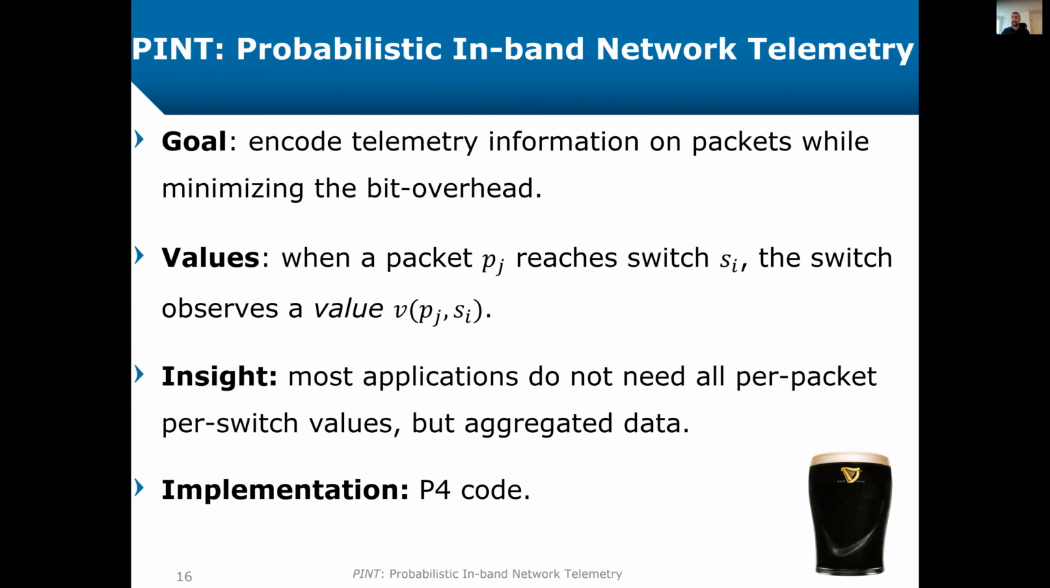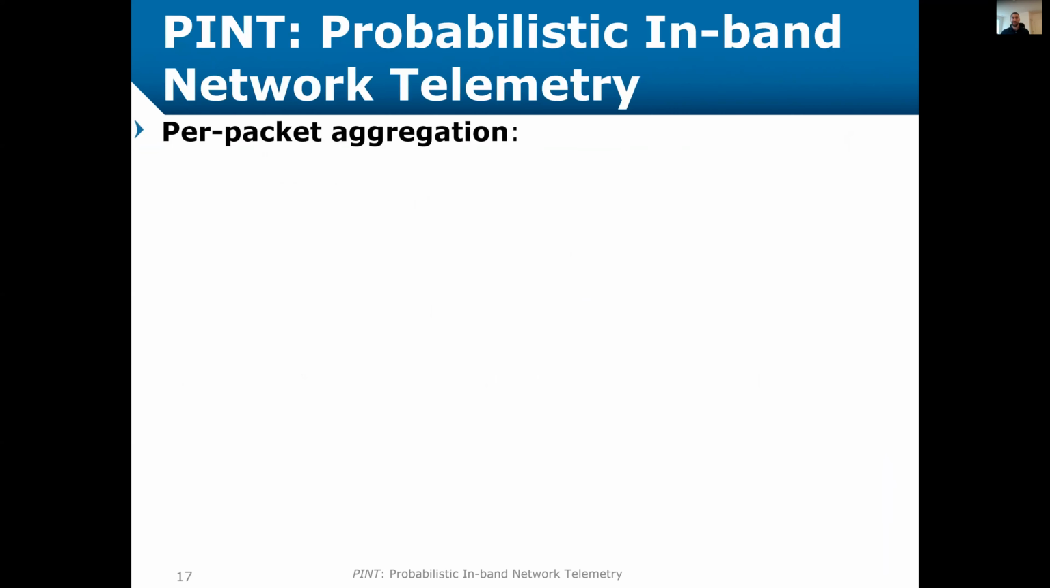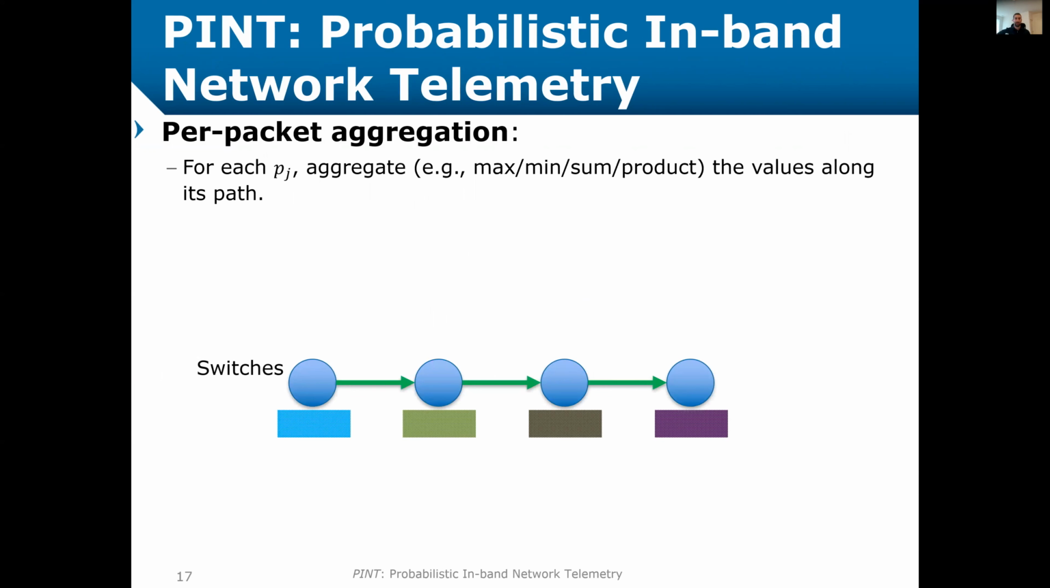Okay, so let me explain what types of aggregation PINT can do. The first is what we call per packet aggregation. And the idea is that we're going to have a packet going along a path. It's going to observe some value in each switch, and we want to output some function of these values. So for example, if these values are latency or maybe a congestion signal, then we can track the maximum congestion signal and it would correspond to the bottleneck, right? And this is actually what we use for congestion control.